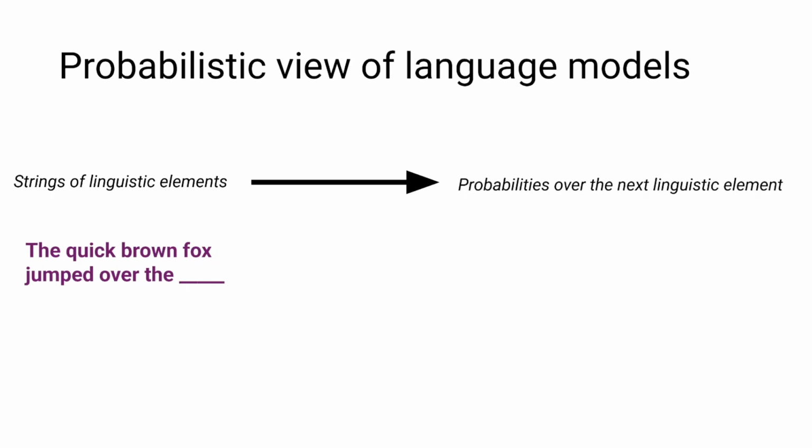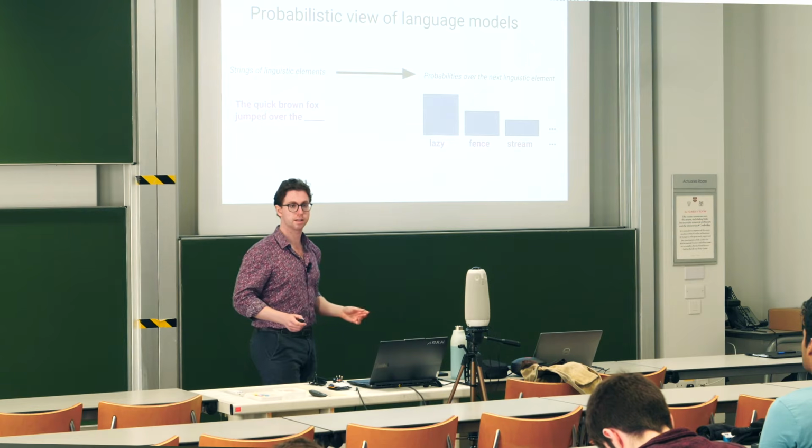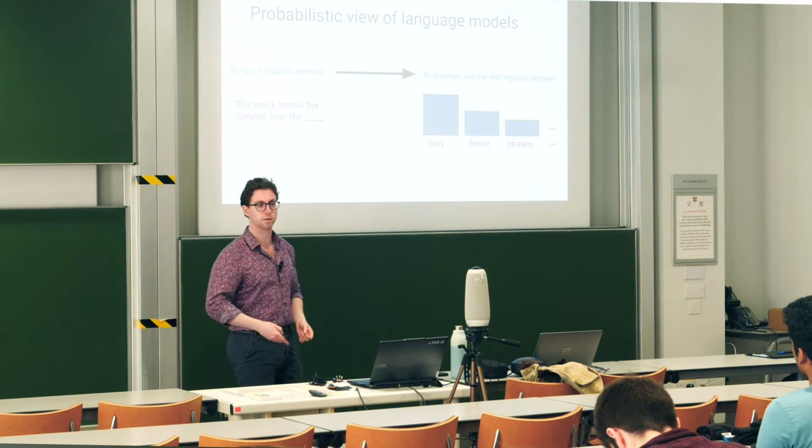My language model is going to output probabilities over the next linguistic element. So in this case, let's take our linguistic elements to be words. I'm going to feed in this string of words, and my language model is going to spit out probabilities over next words. So here's a bunch of next words that it could possibly be, different things that could follow this string and be the next thing that appears in the sequence. My language model is going to assign to each one of these next words a probability. Right? And at base, that's all a language model is. It's something that takes in sequences of linguistic elements and spits out probabilities over the next linguistic element.